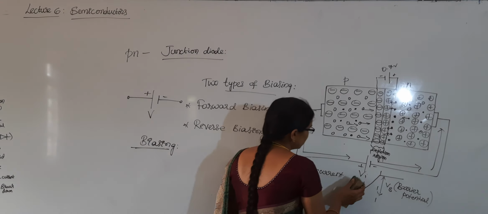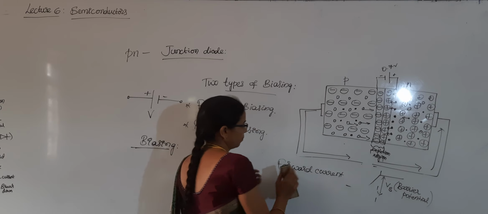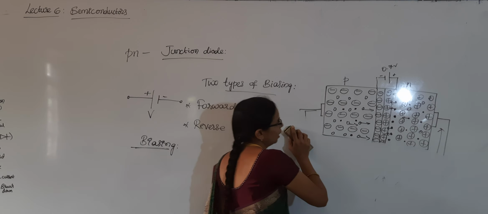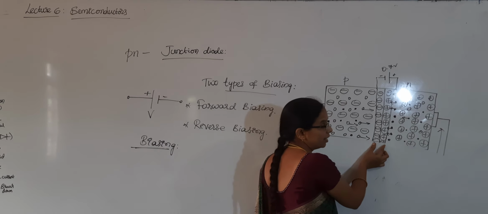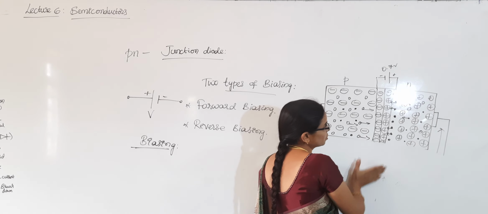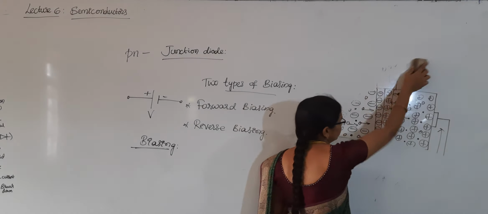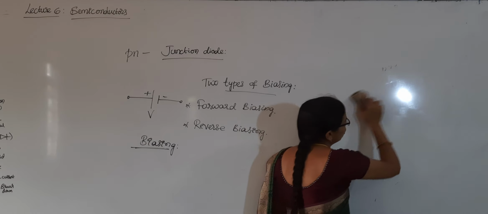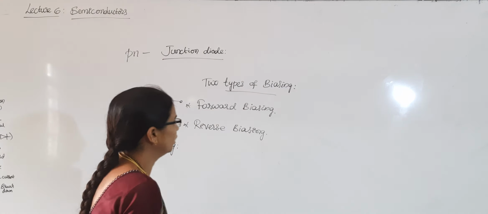What happens in case of reverse bias? When the diode is forward biased, you can also observe the depletion region width will be very narrow because of the forward voltage, which helps in electron and hole recombination. Because of that, you can expect current.